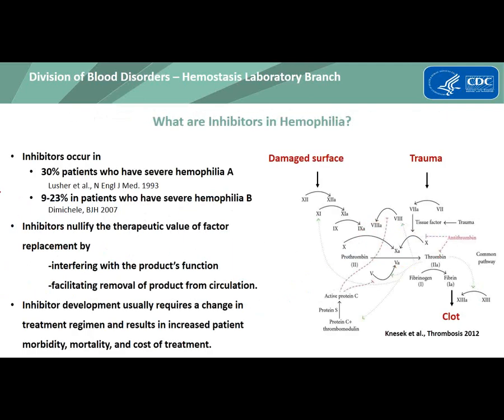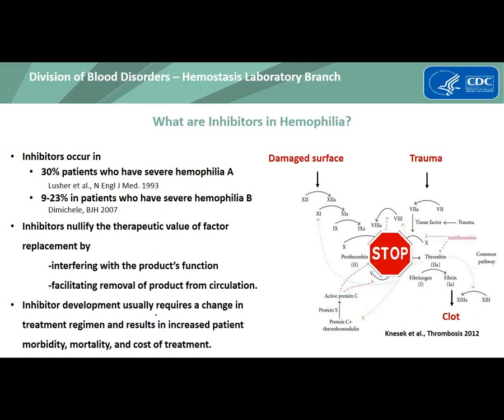Now, we know that inhibitors occur in around 30% of patients who have severe hemophilia A, and between 9 and 23% of patients who have severe hemophilia B. And we know that inhibitors nullify the therapeutic value of factor replacement by interfering with the product's function. So upon replacing factor VIII or factor IX, if you have an inhibitor around, you can stop the coag reaction, and even though you have adequate levels of factor around, clot formation does not occur. Inhibitors can also nullify therapeutic value of replacement by facilitating the removal of product from circulation.